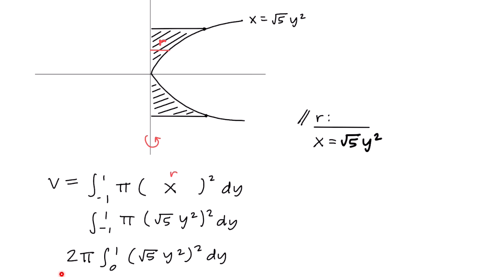And again, we're only allowed to do this because this region is the same as this one. If they were different shapes, then you couldn't do this, so that's important to note for future problems. So let's go ahead and simplify this a little bit.